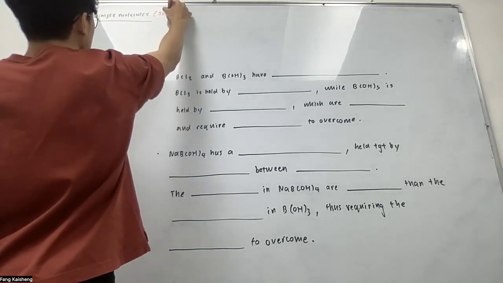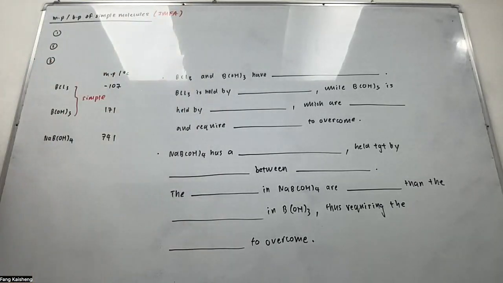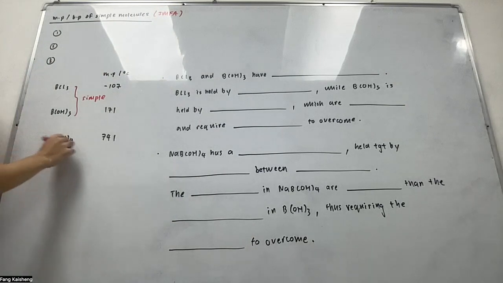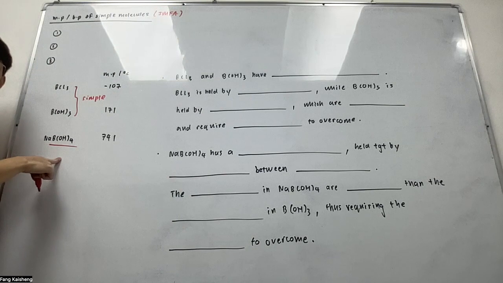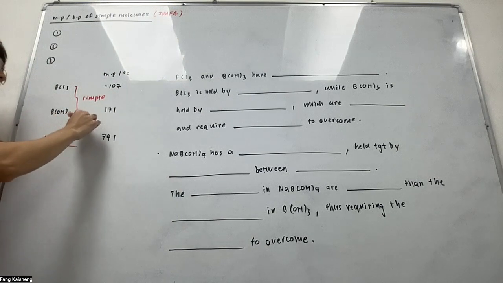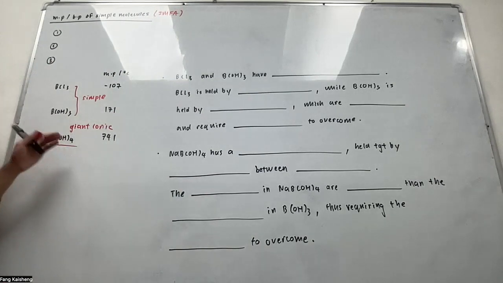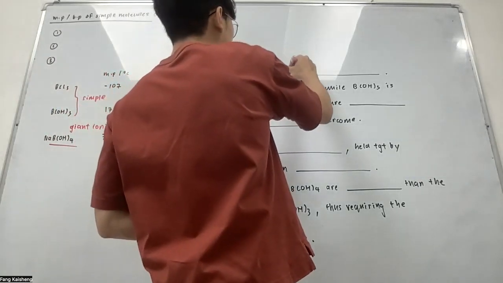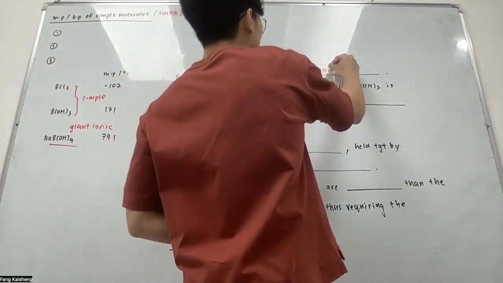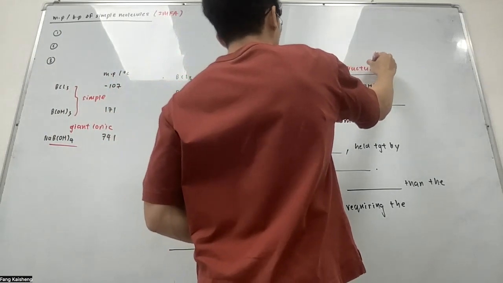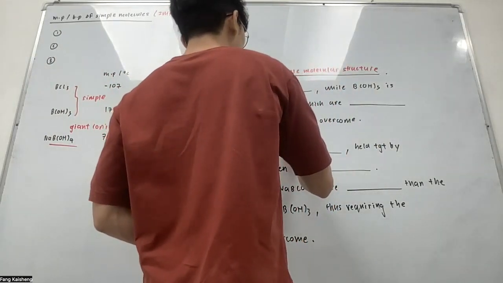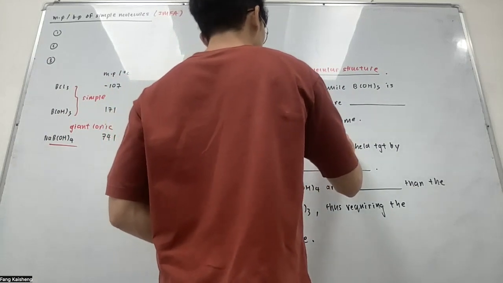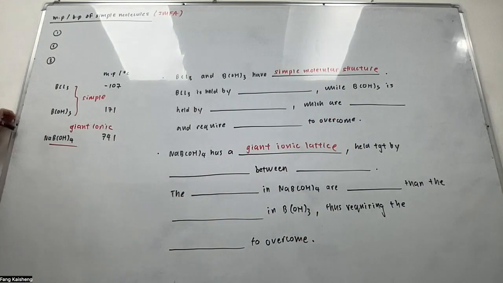Remember, melting and boiling points of simple molecules need to use intermolecular forces. Okay, and last but not least, this one, what is it? This is a giant ionic compound, right? Because it's sodium plus an anion, so it's an ionic compound. So we can fill our structures into our answer first. These two have a simple molecular structure, whereas the last compound has a giant ionic lattice. And then what's next? We have to go into our simple molecules and compare their melting points.